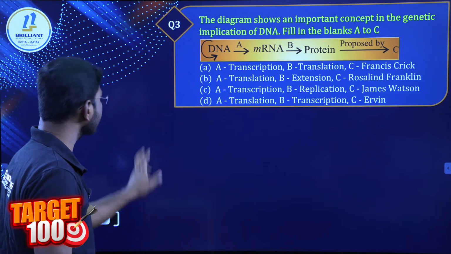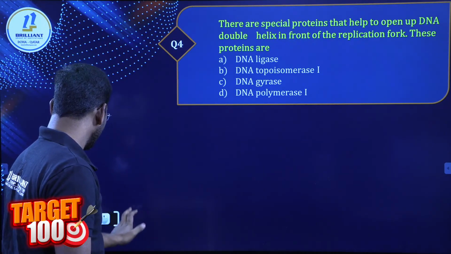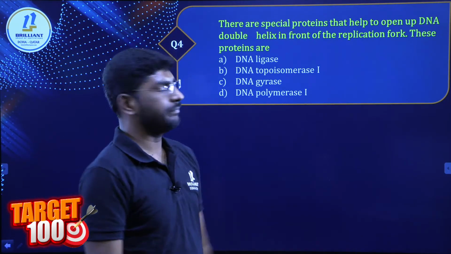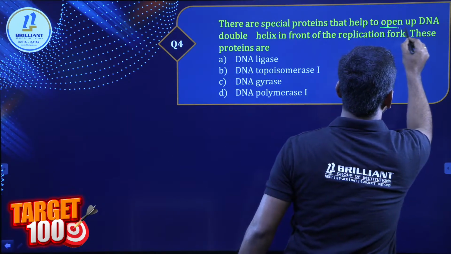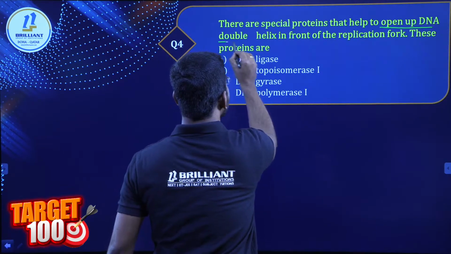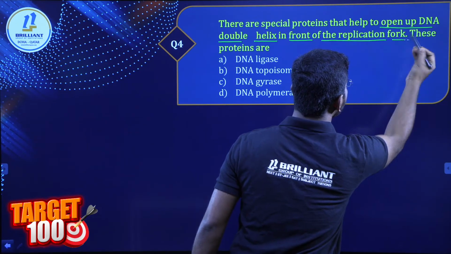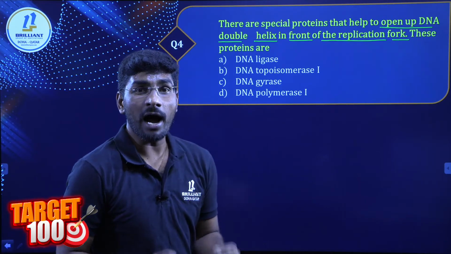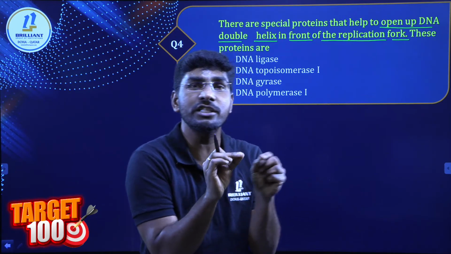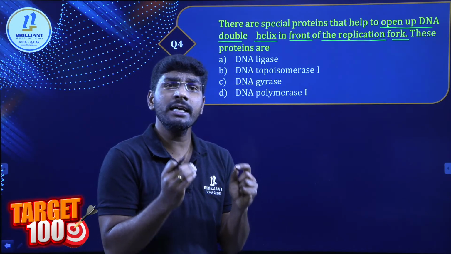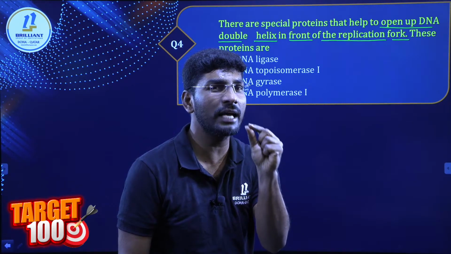Next question, fourth question. This is a very easy question. There are special proteins that help to open up the DNA double helix in front of the replication fork. They are asking which enzyme will open the DNA replication fork. DNA replication starts from a particular area of DNA. Can you tell me the area?